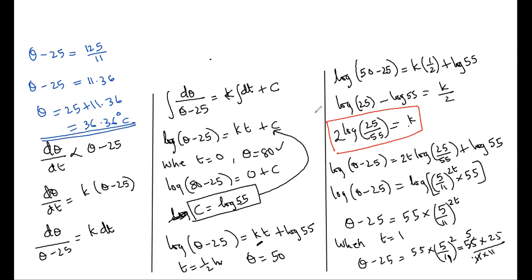So I can say when time is 1 hour, the temperature of the body would be 36.36. So we have to write the final conclusion. Hence, after 1 hour, the temperature is 36.36 degrees Celsius. Is it okay? Is it difficult? Everybody followed? Yes or no?